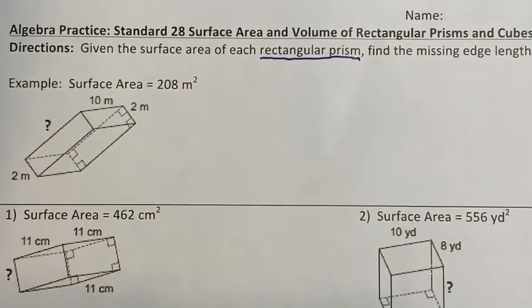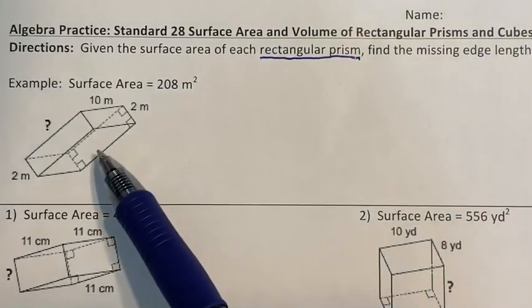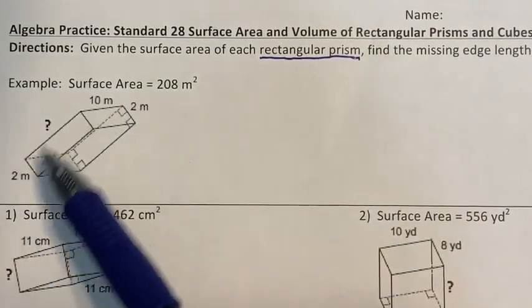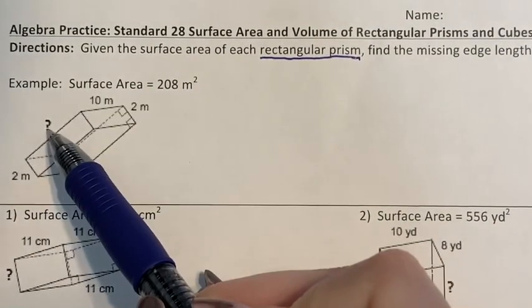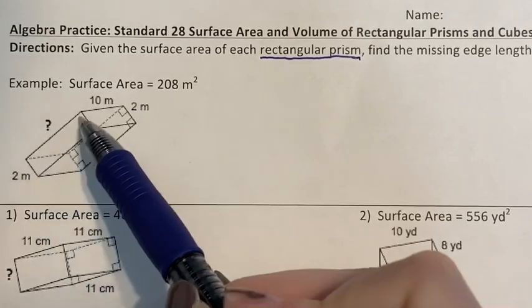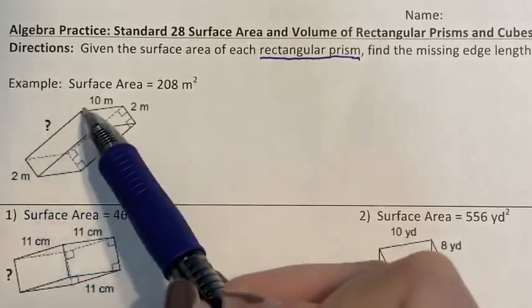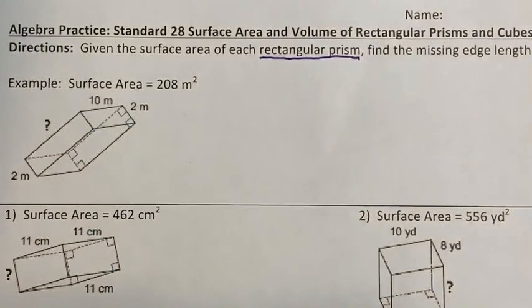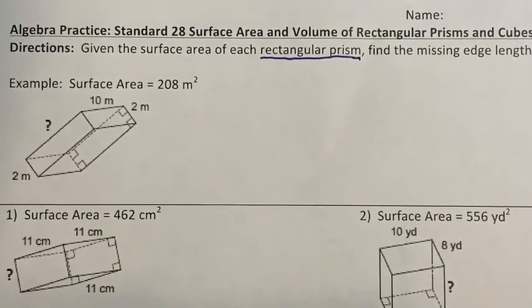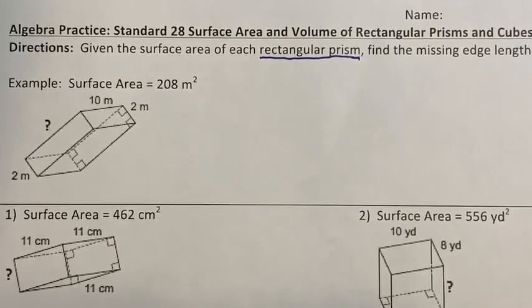So the first thing that you should always do is refer to your figure. So when I look at my rectangular prism here, right away I see I have a question mark. This is the edge length or the side length that I'm being asked to find. So we should probably label our figure. In our notes, we learned that there's three different ways to label the sides: length, width, and height.